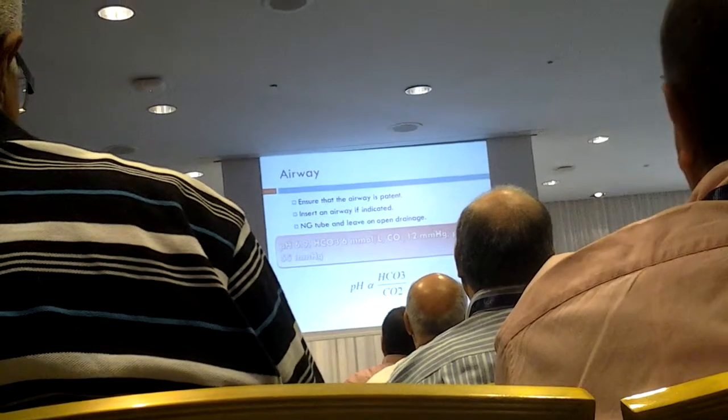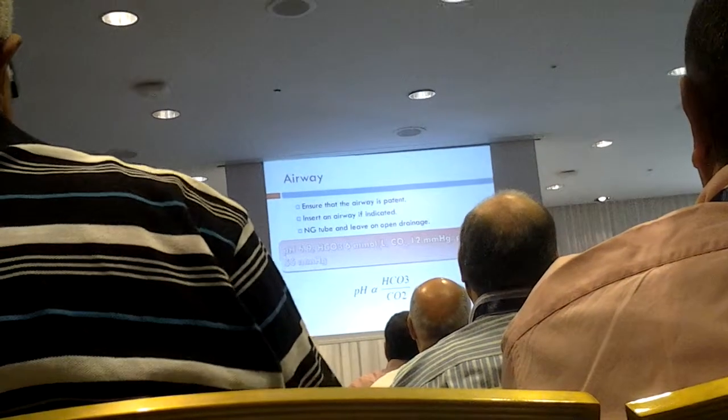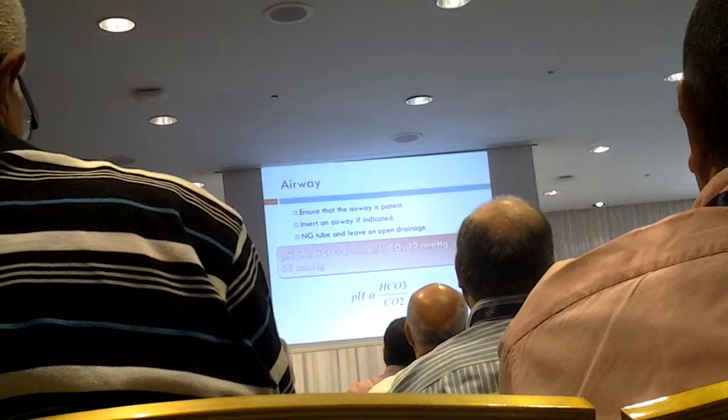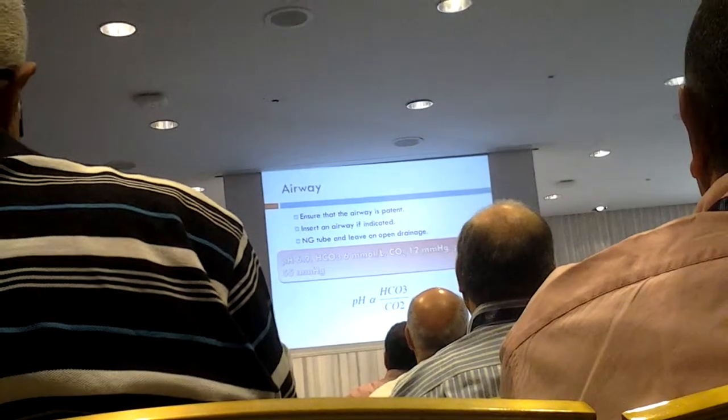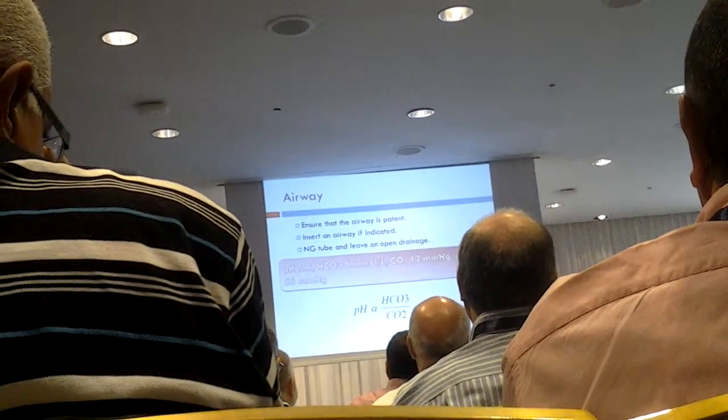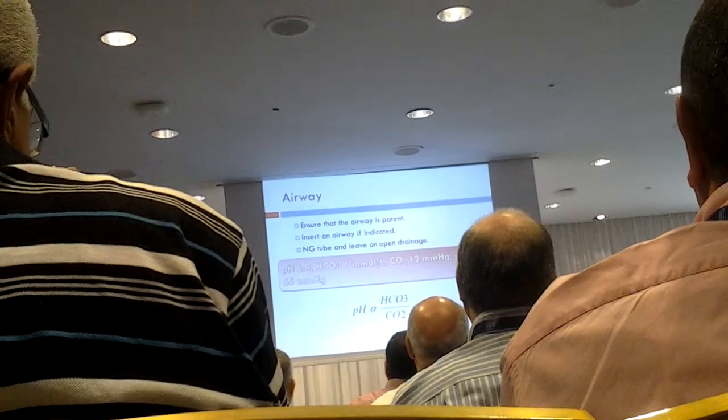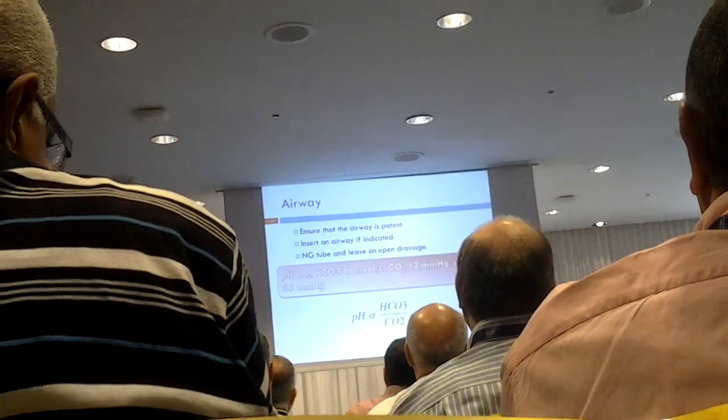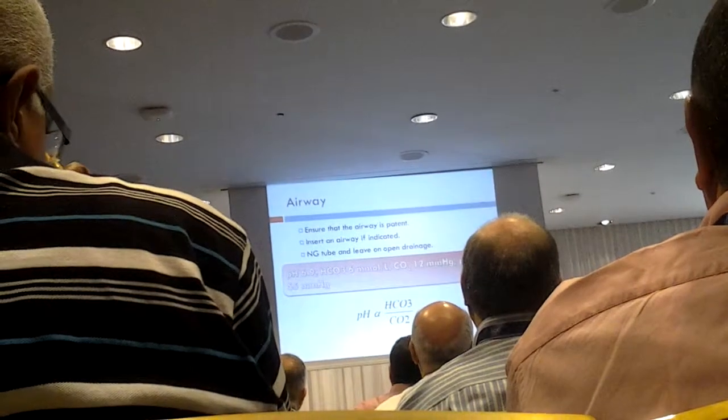So all we have to make sure is to ensure that the airway is patent. This child was coughing plus plus plus, so he has intact upper airway protection. So we insert an airway if indicated, and always put in the nasogastric tube and leave it open to drain.